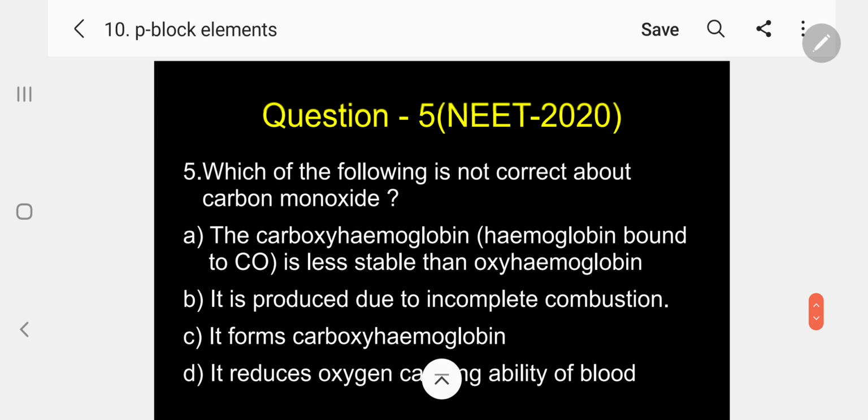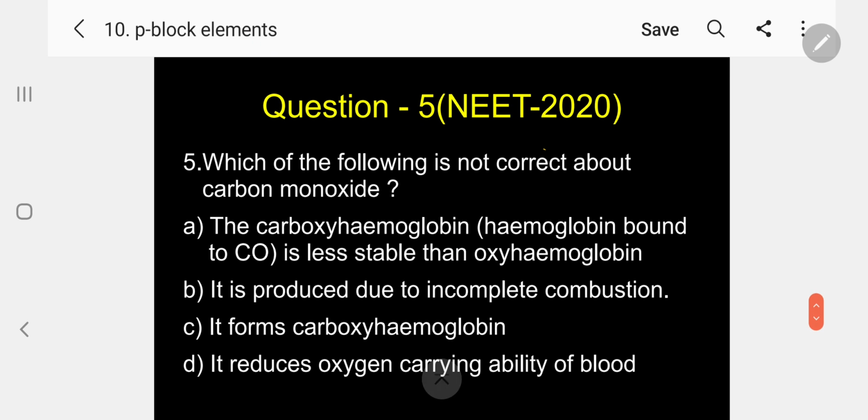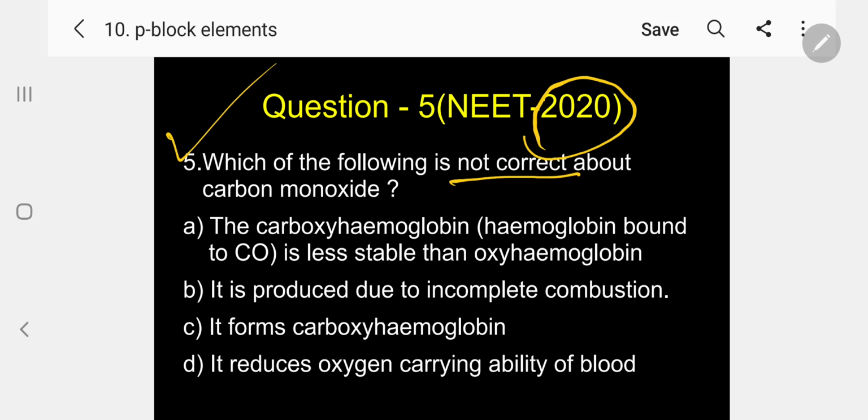Question number 5. This question was asked in NEET 2020. Which of the following is not correct about carbon monoxide? A. Carboxyhemoglobin, that is hemoglobin bound to CO, is less stable than oxyhemoglobin. B. It is produced due to incomplete combustion. C. It forms carboxyhemoglobin. D. It reduces the oxygen carrying ability of blood.